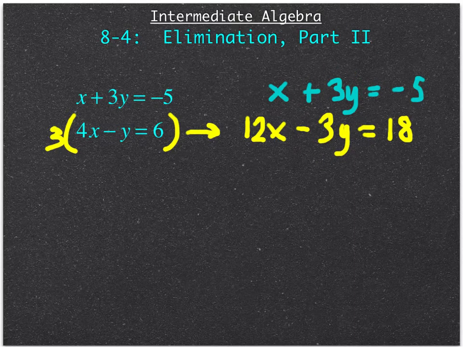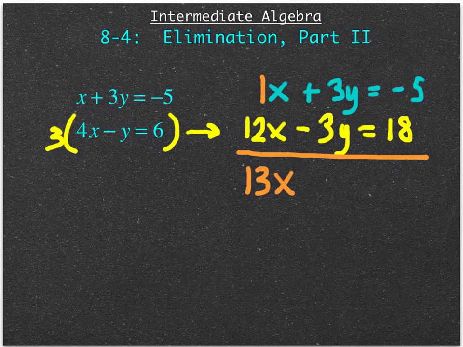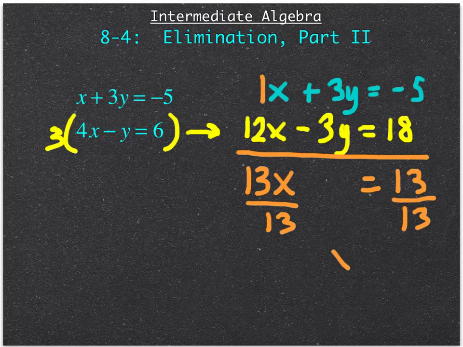And so now when I add them up, let's see what happens. Remember, this is a 1x. So 1x plus 12x is 13x. Here's my opposite with my y's, so they cancel out. And then negative 5 plus 18 is 13. And so I can divide by 13, and this works out nicely that x equals 1.